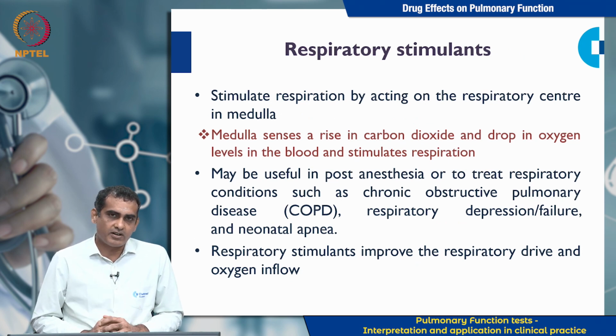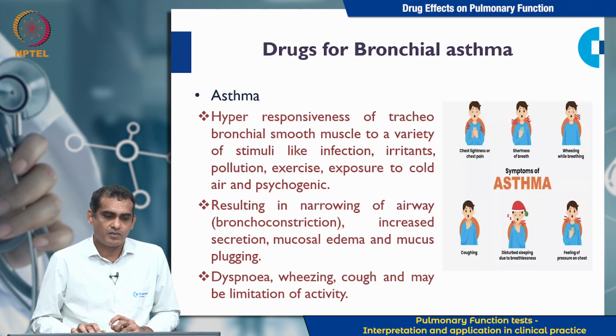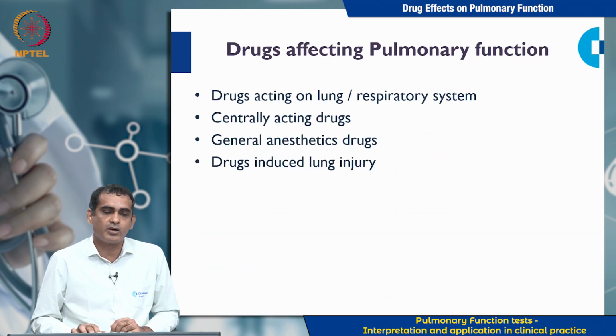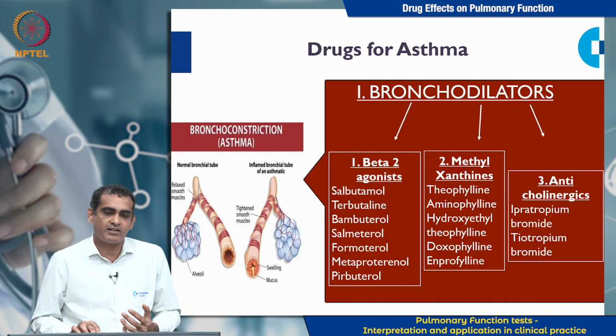Going to the other category of drugs, when I started my presentation, I was talking about drugs acting on the respiratory tract and then affecting pulmonary function. Now I am moving to the drugs which are acting in the central nervous system or brain. In what way are they affecting the pulmonary function?